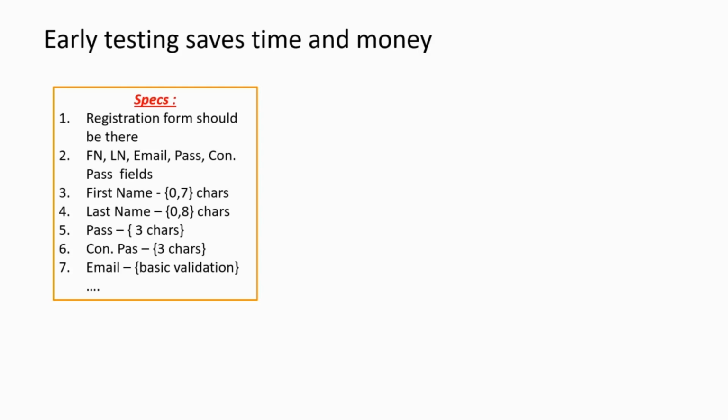Third principle, early testing saves time and money. Let's understand this with the help of another example. For example, you have some specifications, and these specifications are given to you on day one. And these specifications are for adding a new registration form in the software. And this registration form comprises first name, last name, email, password, confirm password fields, and there are some specifications on how many characters each field has.